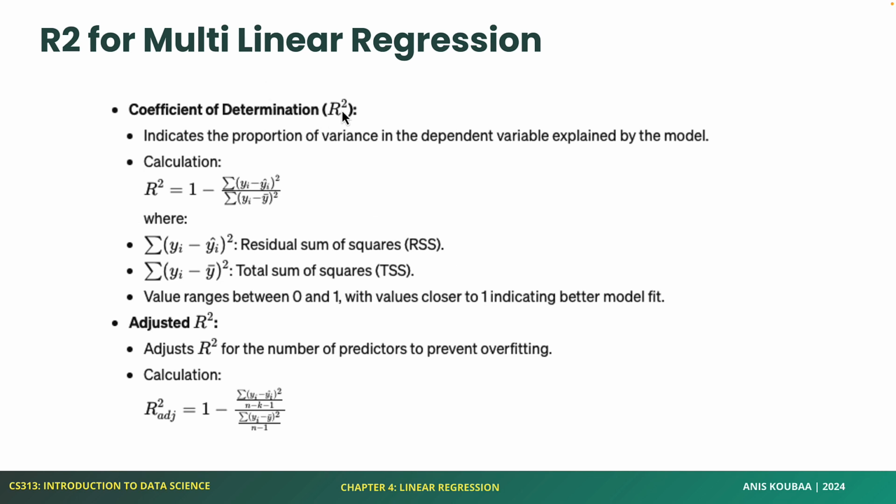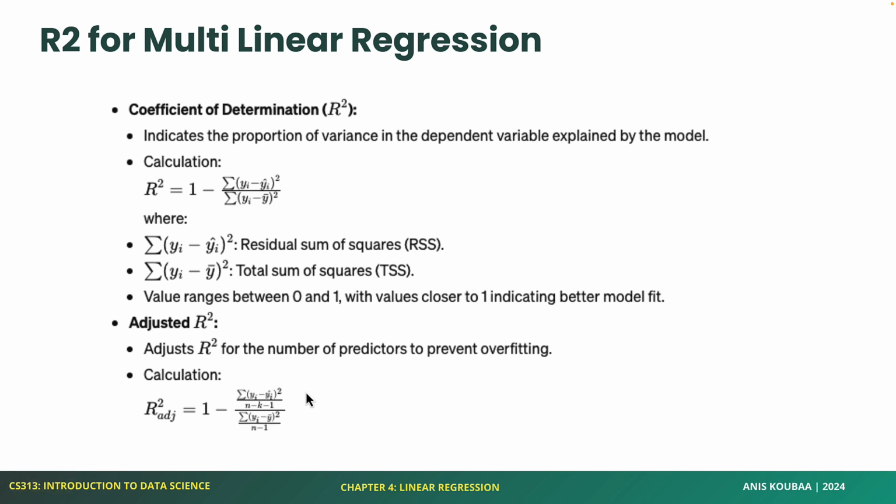So the coefficient of determination doesn't change, but we also have the adjusted R squared. And in this case, we account for the number of predictors to prevent overfitting. So the adjusted R squared is equal to 1 minus the RSS divided by n minus k minus 1, over the TSS. Yes, a multi-feature RSE over the linear regression RSE. Okay, so we have to make it adjusted here. That's the general coefficient of determination, and this one is the adjusted.